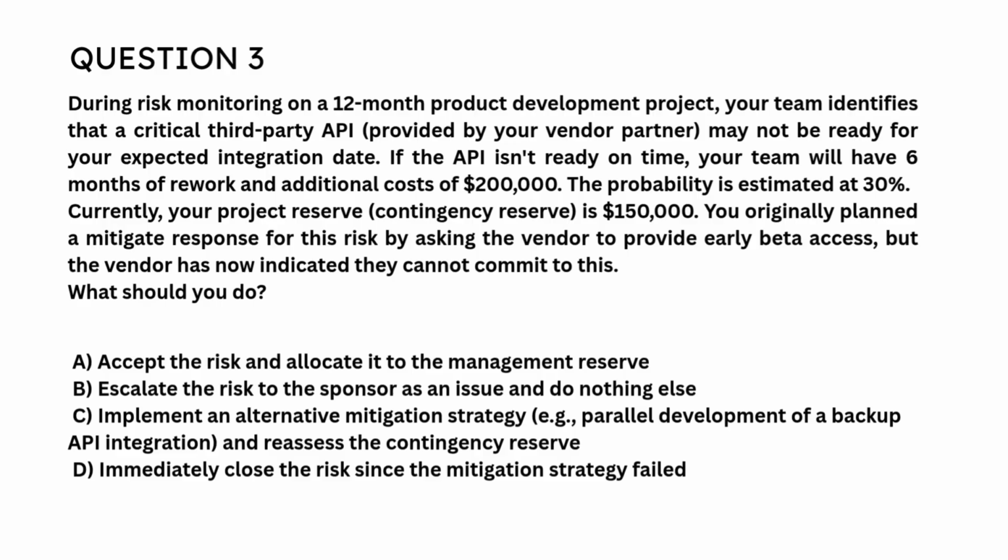A. Accept the risk and allocate it to the management reserve. B. Escalate the risk to the sponsor as an issue and do nothing else. C. Implement an alternative mitigation strategy, e.g., parallel development of a backup API integration, and reassess the contingency reserve. D. Immediately close the risk since the mitigation strategy failed. Correct answer is C. Implement an alternative mitigation strategy, e.g., parallel development of a backup API integration, and reassess the contingency reserve.